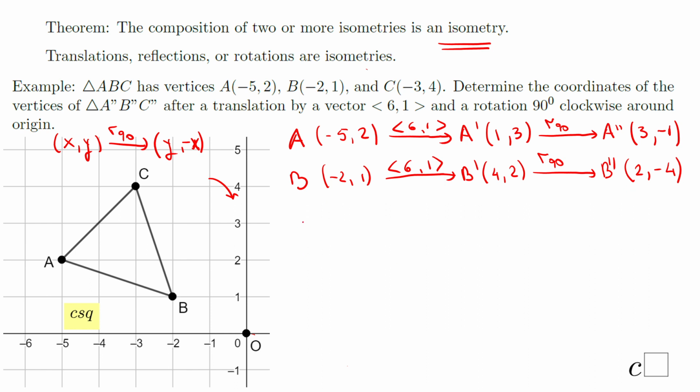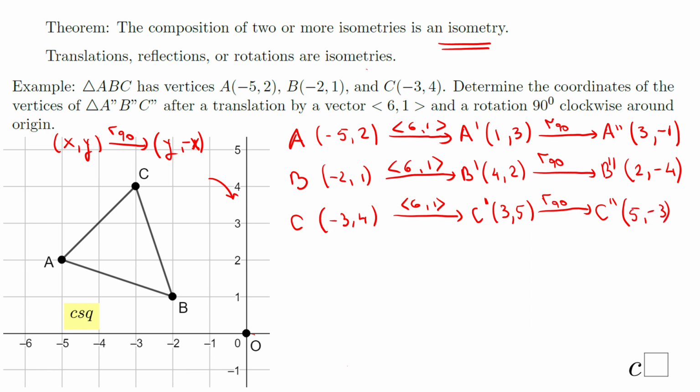And then we have the last one, C. C, -3 and 4, and again the same rule for the translation, 6 and 1. And we have -3 plus 6, that is 3, 4 plus 1, that is 5. Again, we rotate it 90-degree counterclockwise, no, clockwise, I apologize, C second, and what is the rule? The y becomes the first guy, 5, and the x becomes the second guy, and change the sign. And that's it for this problem.